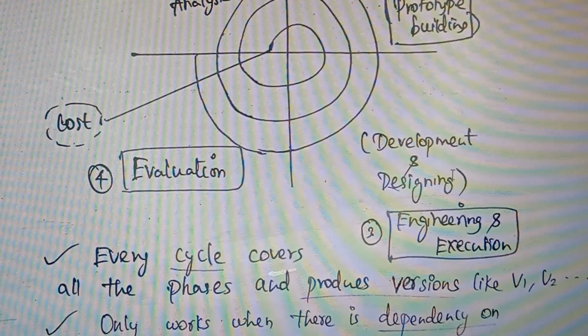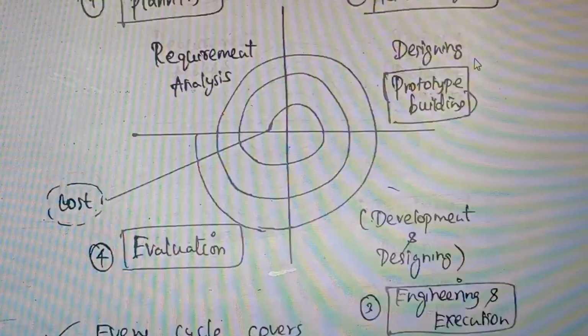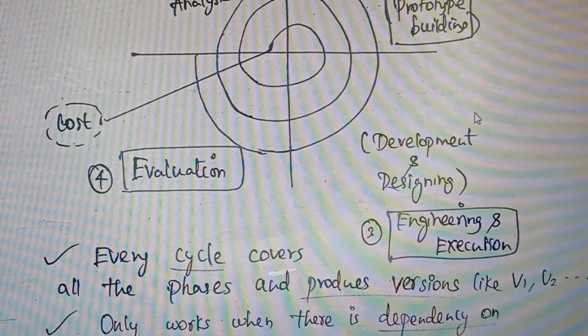And the third phase is the engineering and execution phase. Here designing, development and testing all occur as per the final prototype built in the risk analysis phase. And here the original model, the actual development, starts. The developer performs the actual coding implementation, and the tester performs all the testing methods.